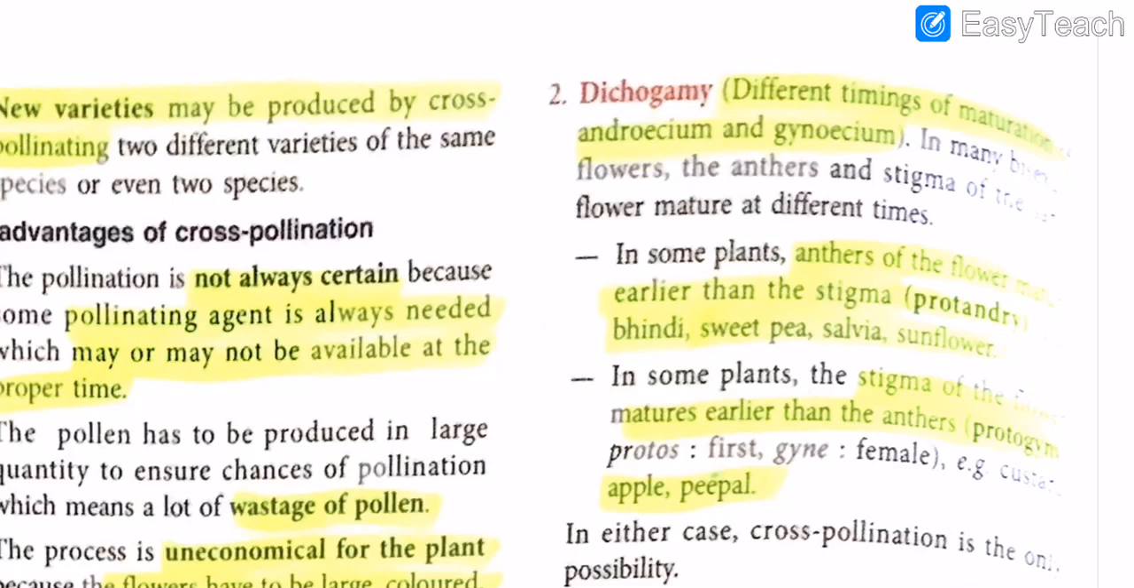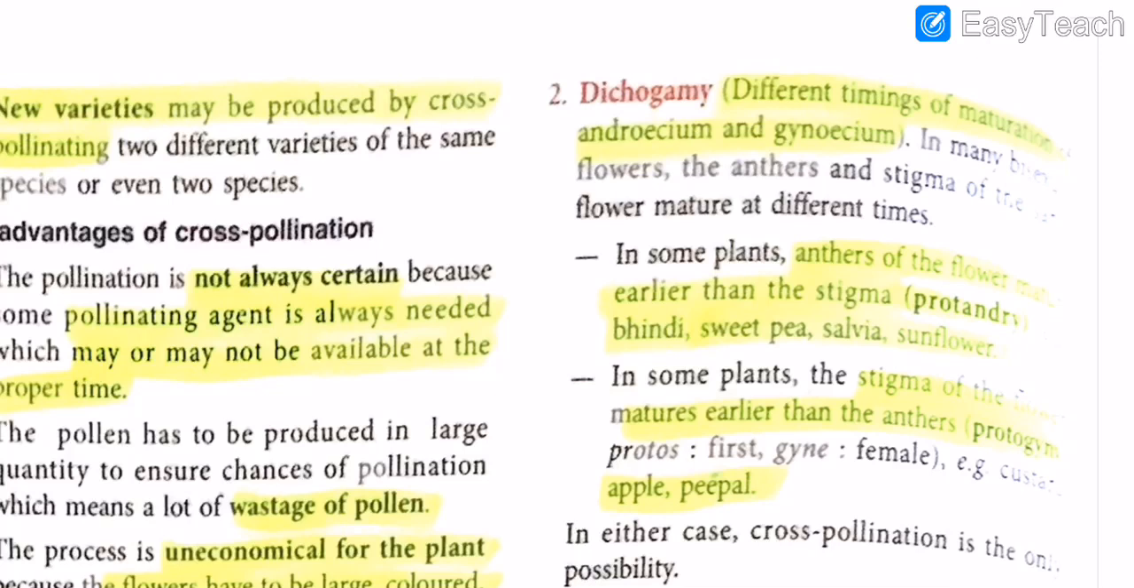So in many bisexual flowers, the anthers and stigma of the same flower mature at different times. In some flowers, the anthers mature earlier than the stigma. That's protandry. Examples are bhindi, sweet pea, salvia, and sunflower. Bhindi is nothing but ladyfinger. Right? In some plants, the stigma of the flower matures earlier than the anthers. That's protogyny. So it can be of any type, right?